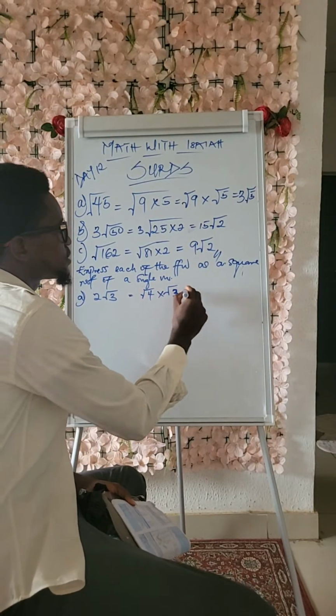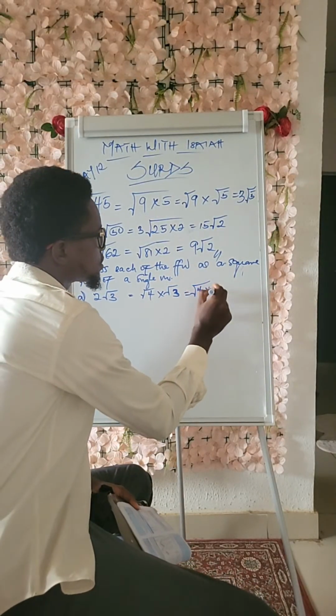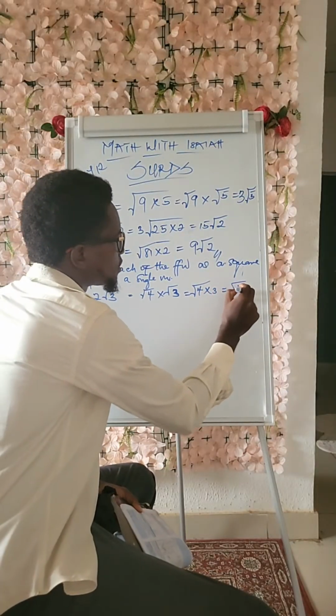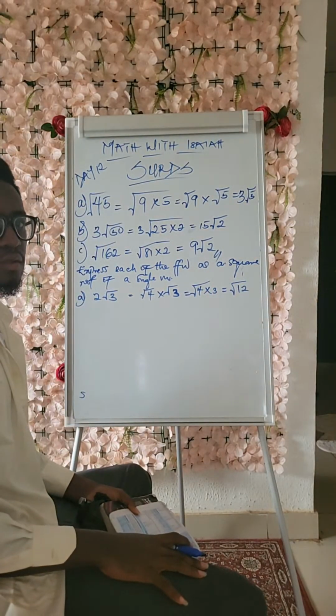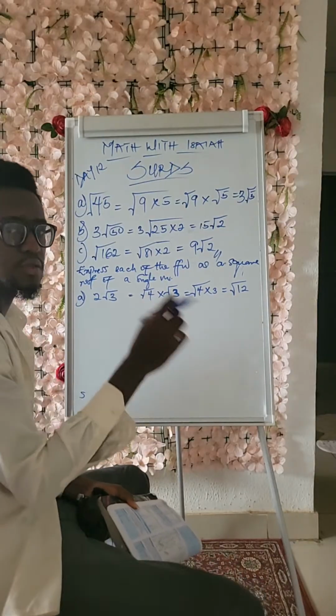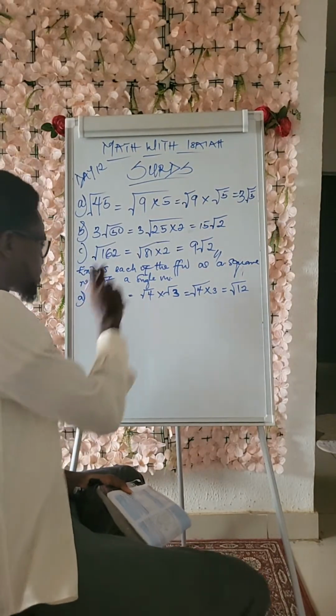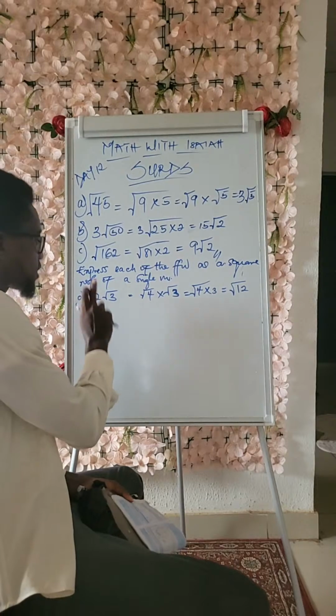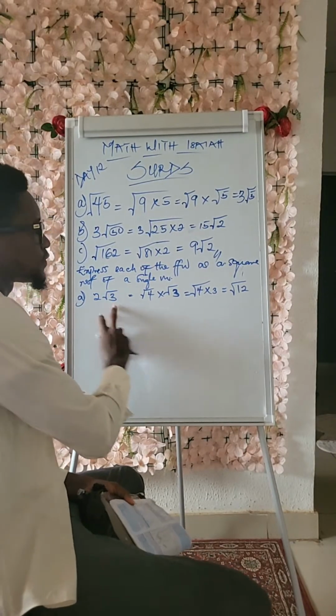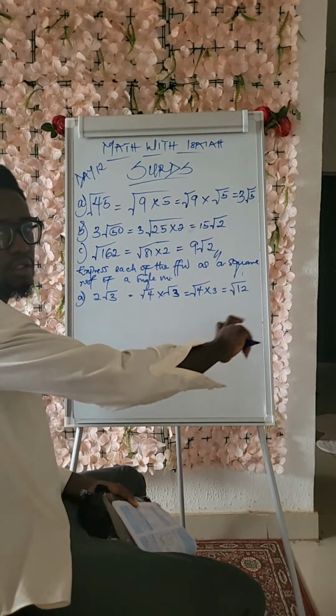4 times 3, this becomes square root of 4 times 3, which is square root of 12. That's how they will tell you to solve this in textbook. But I just tell you this times this times this. 2 times 2 is 4, times 3 gives you 12. Just put everything under one umbrella, live and direct.